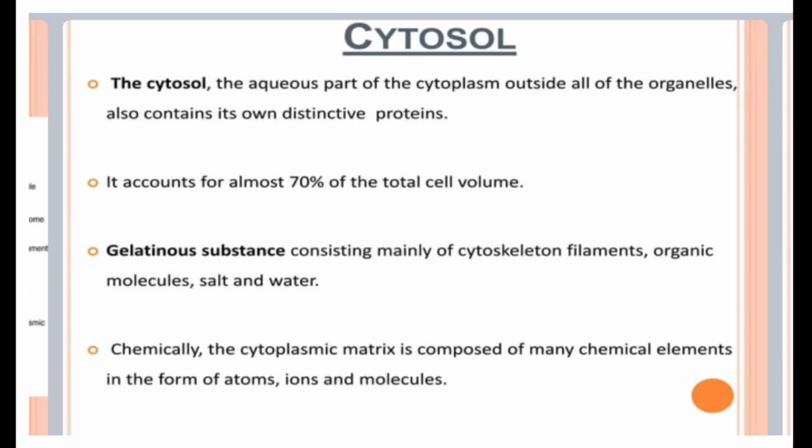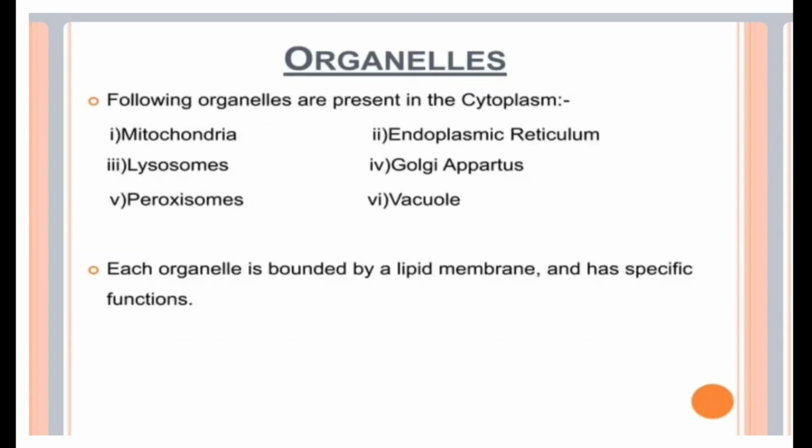Chemically, the cytoplasmic matrix is composed of many chemical elements in the form of atoms, ions and molecules. As I have told you, in electrolytes there is sodium, potassium, calcium, phosphate. These ions are mainly present in the cytosol, where the cell organelles are not present in the cytoplasm, in the base. Next we will come to the organelles. So what are the organelles? First is mitochondria, then endoplasmic reticulum, next lysosomes, Golgi apparatus, peroxisomes and vacuole.